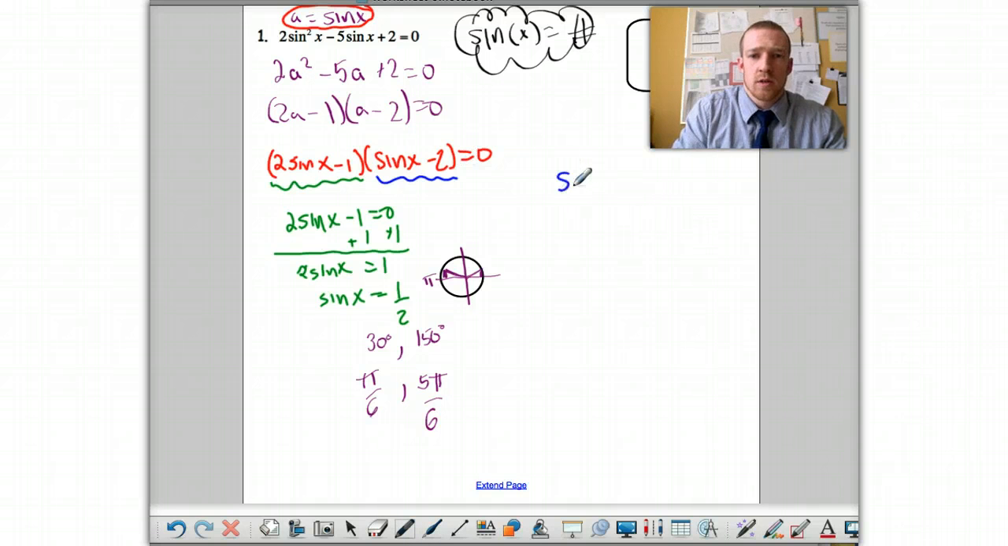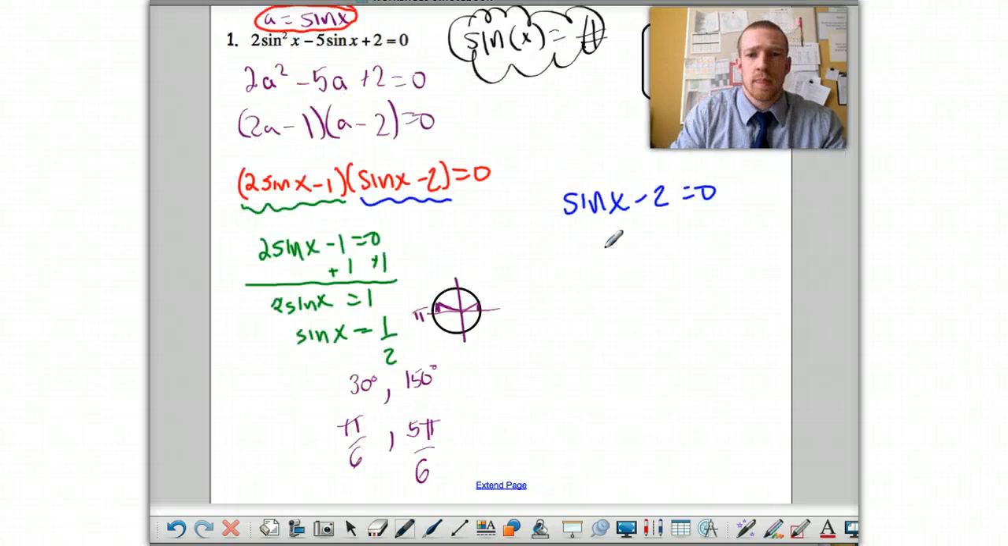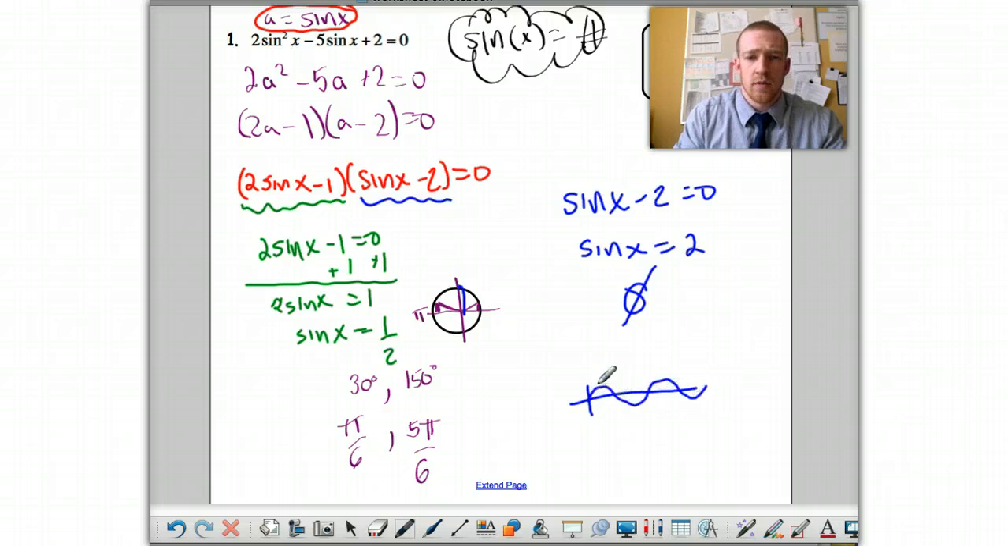and we get sine x minus 2 equals 0. And then sine x equals 2, and that's impossible. There's no place where you get a sine value or a height of 2 on the unit circle. Or if you think about what the sine function looks like, it never goes higher or lower than 1 or negative 1.